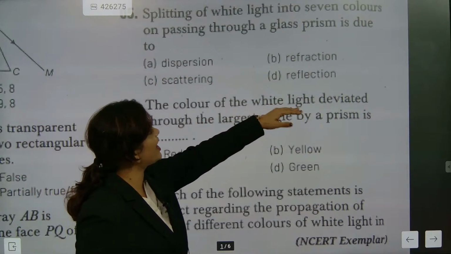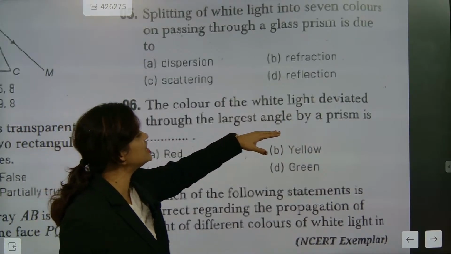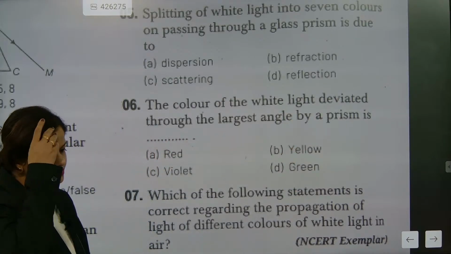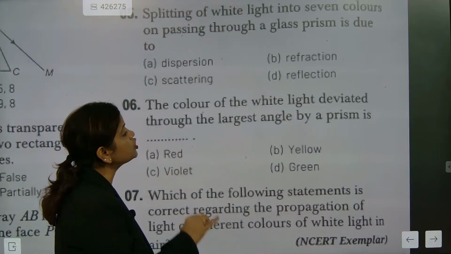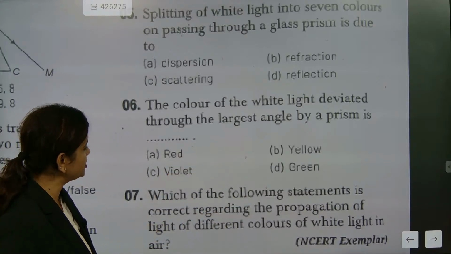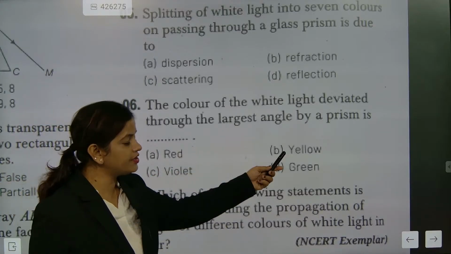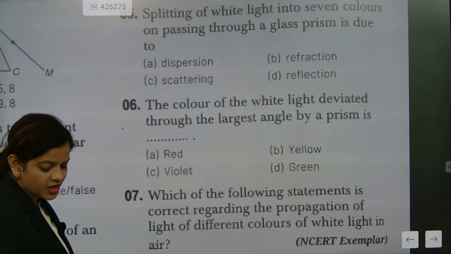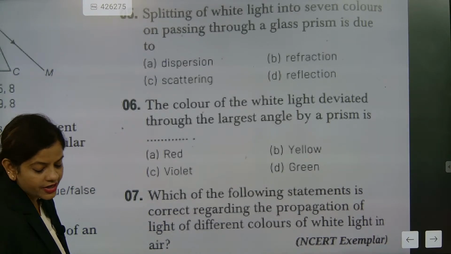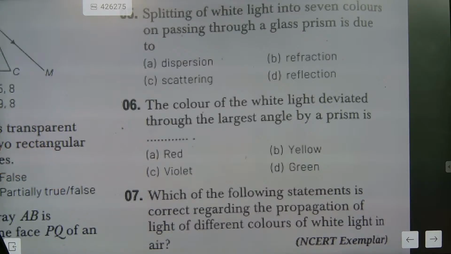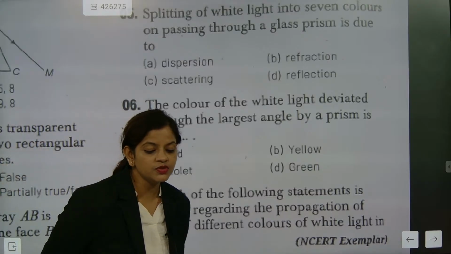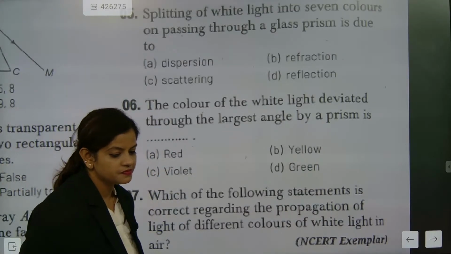The color of white light deviated through the largest angle by the prism is red, violet, green or yellow. Whatever color you are thinking, that color is going to be the correct answer. What is the answer here? Deviation is more for which angle?